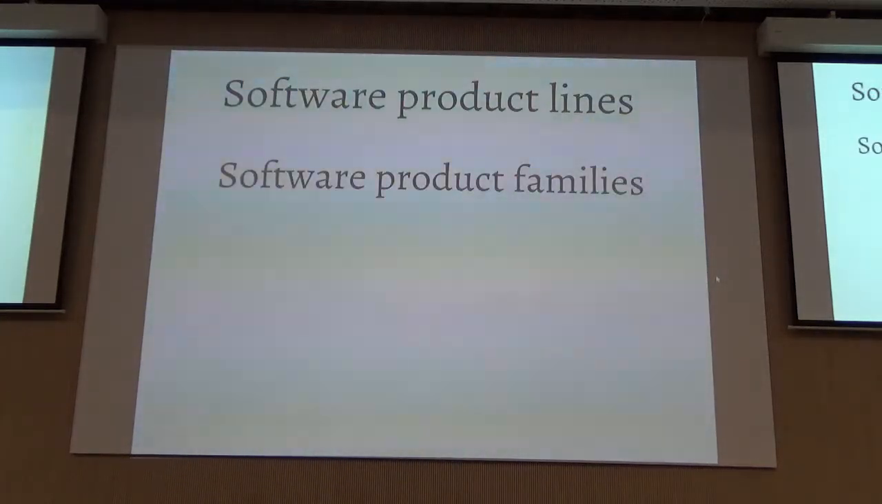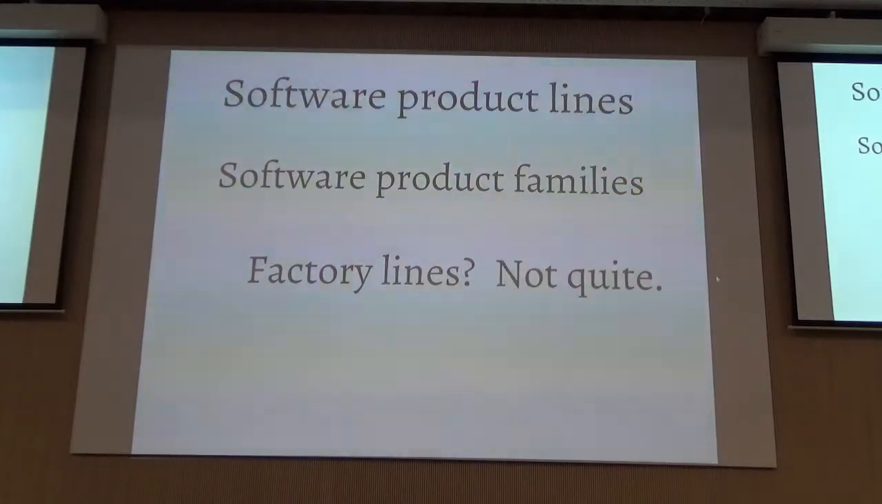Software product lines, software product families, we talked about this. Some people mix this notion with the notion of factory lines. You know what a factory line is? You have workers standing by a moving line, and they're doing their things. Each one is specialized for a particular screw or whatever. They're doing their job, and things are moving along. This is not the case here. So we're not talking about factory lines.